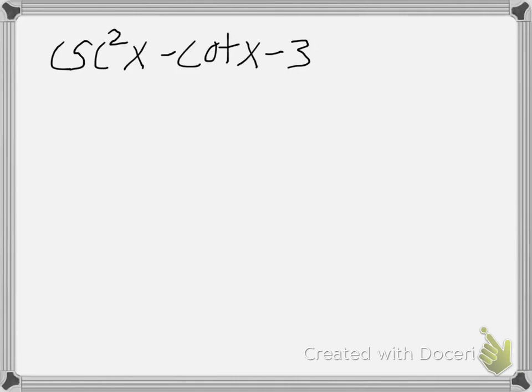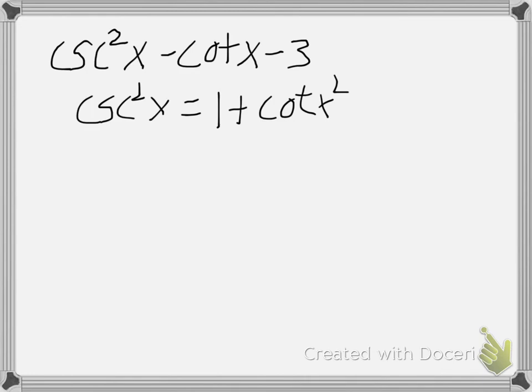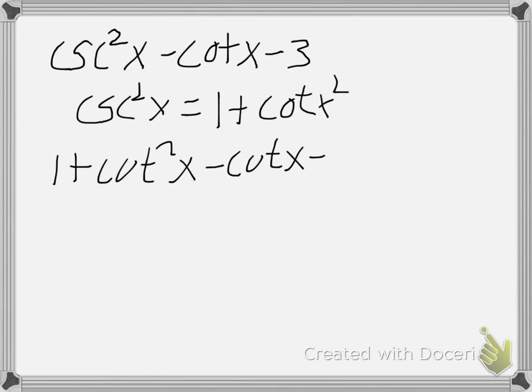Remember one of the identities that we had? Hopefully you remember that. Cosecant squared is equal to 1 plus the cotangent squared of x. So I'm going to replace the cosecant squared of x with 1 plus the cotangent squared of x. So this becomes 1 plus the cotangent squared of x minus the cotangent of x minus 3.